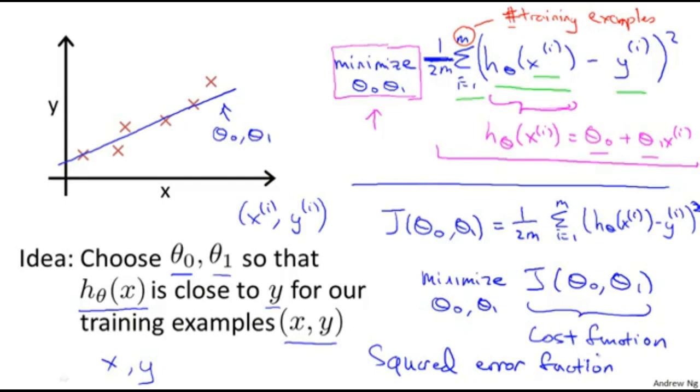Later in this class we'll talk about alternative cost functions as well, but this choice that we just had should be a pretty reasonable thing to try for most linear regression problems. Okay, so that's the cost function.